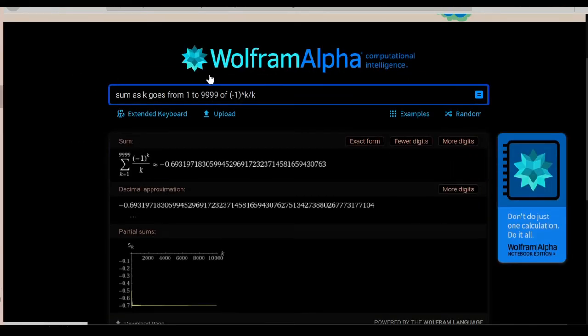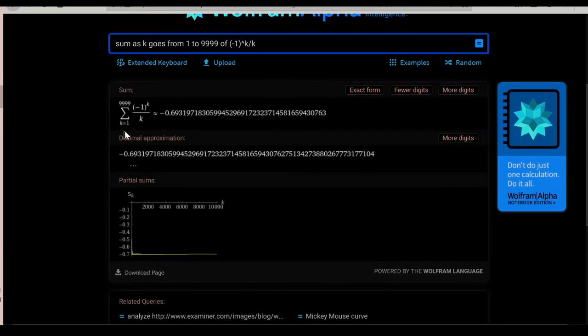Just in case you've never used Wolfram Alpha before, this is how you could quickly calculate the value of such a sum. All I've done is go to Wolfram Alpha and type into their search bar: sum as k goes from 1 to 9999 of (-1)^k divided by k. It interprets that in sigma notation, and says we did that work via computer, and here is the result. It is roughly -0.693197, etc.